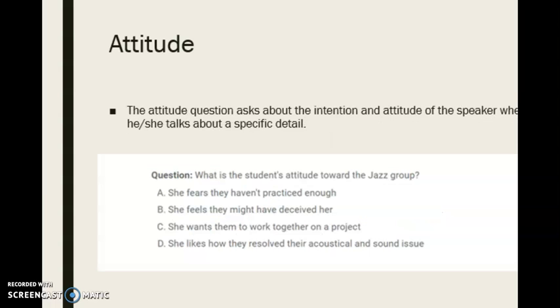Attitude. The attitude question asks about the intention and attitude of the speaker when he or she talks about a specific detail. In other words, this question is about why the speaker mentions the detail. This question shows you details in the prompt but does not actually ask about it. It can be tricky, but the most important technique to getting this question right is to look farther than the surface. Here's an example.